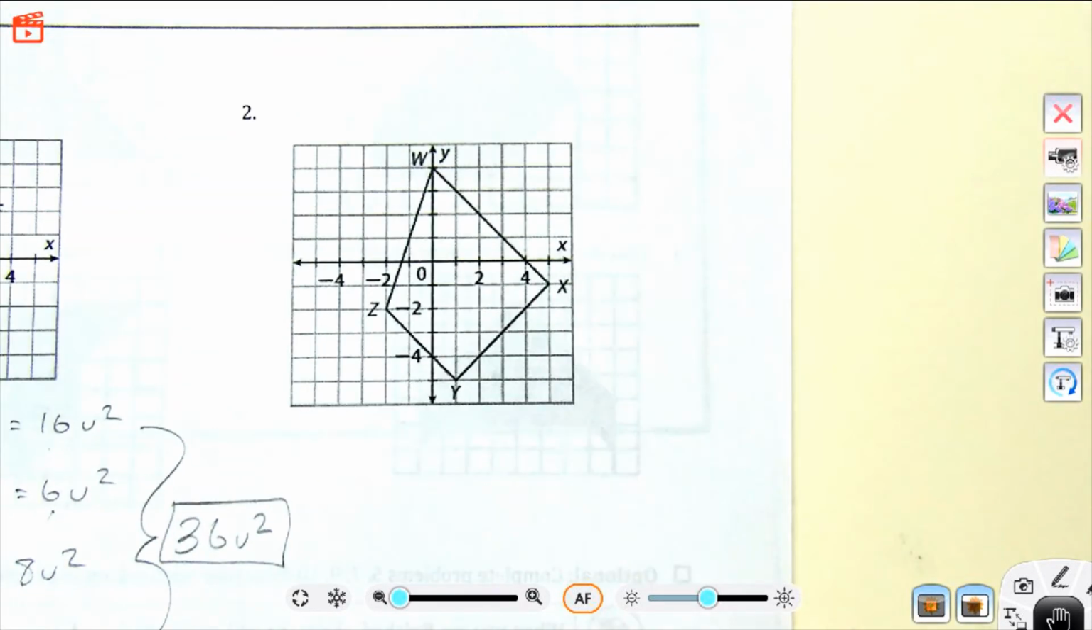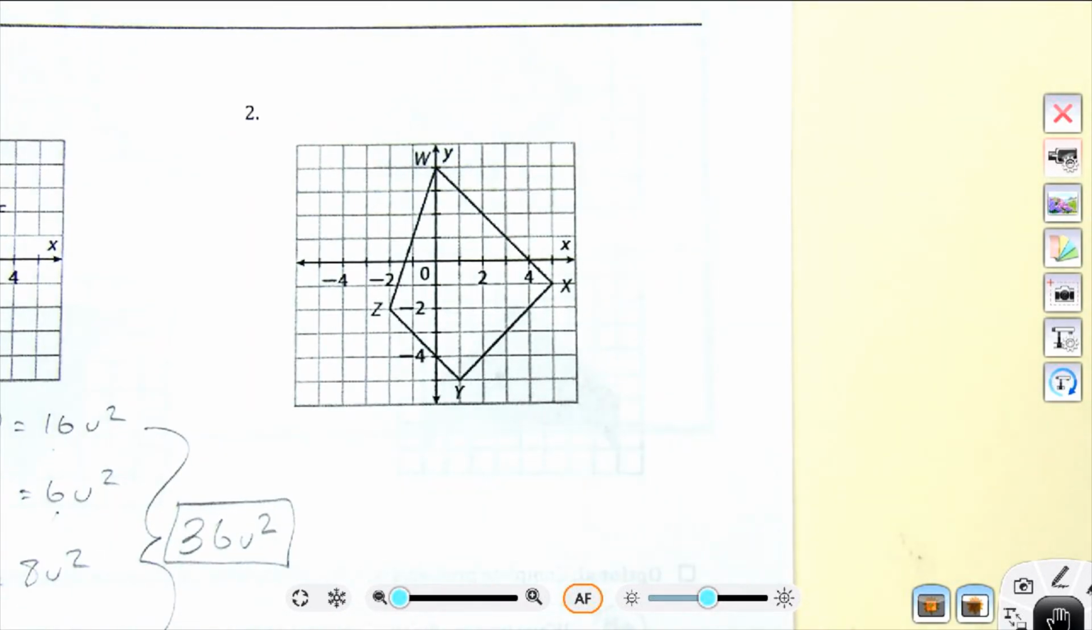Okay, and then number 2, so let's look at this figure and determine what we should use. Should we use the area addition postulate, or maybe we should do subtraction? If you do decide to use the area addition postulate, you need to make sure that you are able to create shapes in this figure. So either triangles, squares, rectangles, or kites.